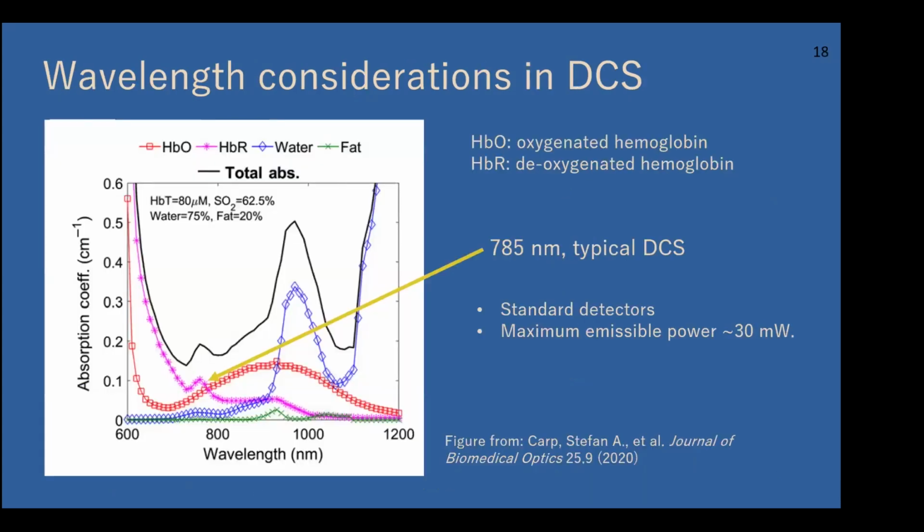So another thing that we could do is we could also consider the wavelength that we are using in DCS. Typically in DCS experiments, the traditional wavelength that is used is 785 nanometers. That's advantageous for various reasons. We can use standard detectors, but as I already said, the maximum emissible power is around 28 milliwatts.